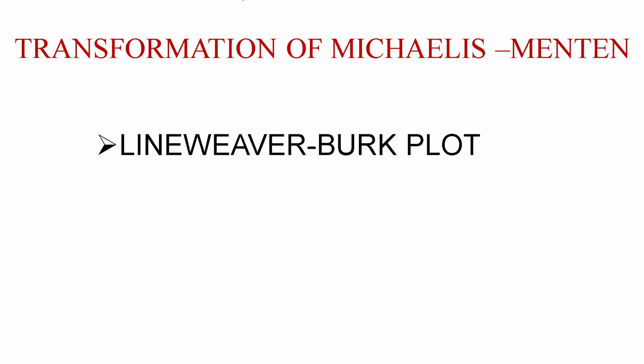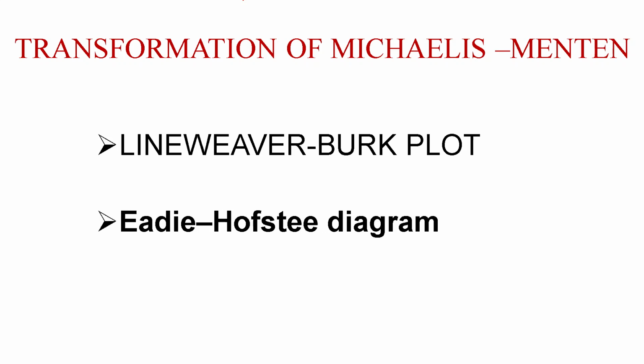The first one is known as the Lineweaver-Burk plot, which we call the double reciprocal plot, then the Eadie-Hofstee diagram, and then the Hanes-Woolf plot. We are going to look at these three plots in a moment. It's not going to take us time. Just follow me, and whenever you don't understand anything, just rewind the video and try to understand it.